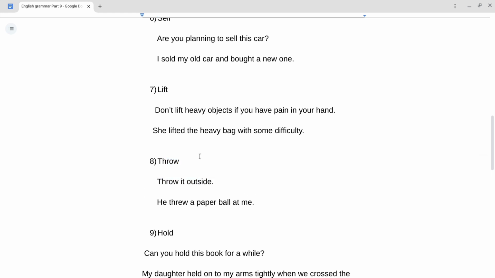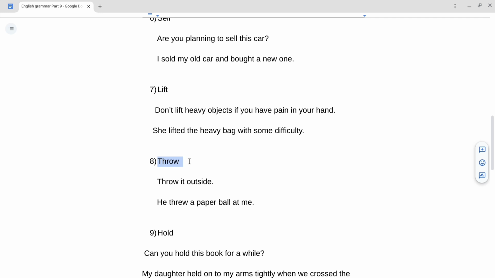Throw. What is the meaning of throw? You have something in your hand and you throw it away. For example, you have a paper ball in your hand and you throw it to someone. You throw it at someone or you throw it outside. So that is the action. You have something in your hand and you let it go with some power. With some power you throw. That is the meaning of throw.